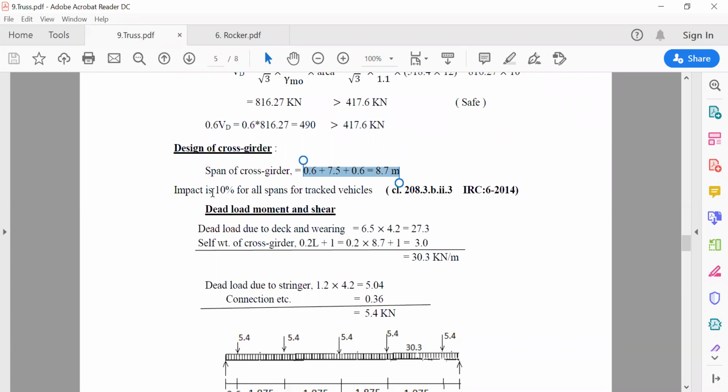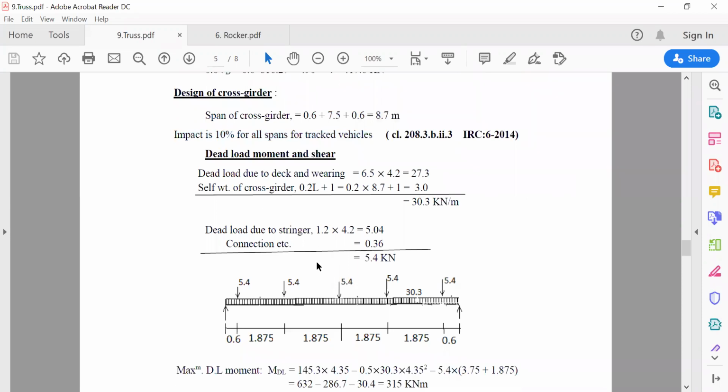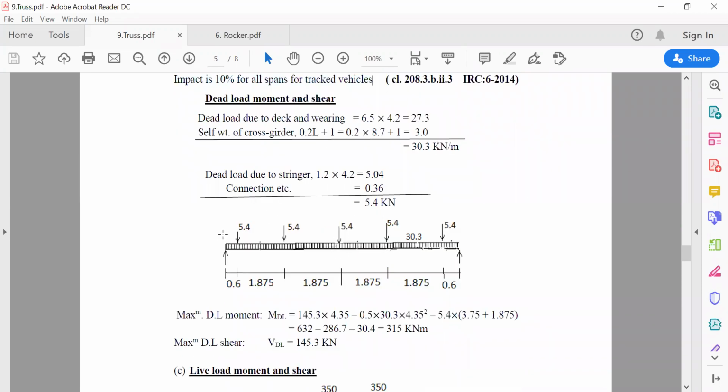Now we have to give a consideration of impact, which is 10% for all spans for tracked vehicles. Now that will be done later. Now this is the diagram.